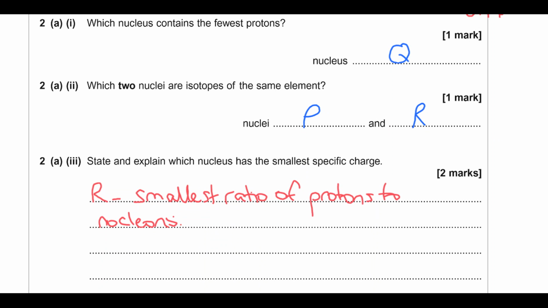And if you think about how a specific charge is calculated, on the top line you'd have proton number times the charge of a proton. On the bottom line you'd have nucleon number times mass of a nucleon. So you can see the ratio of protons to nucleons gives you the ratio of the specific charge. So that's what tells you. So it's clearly R.